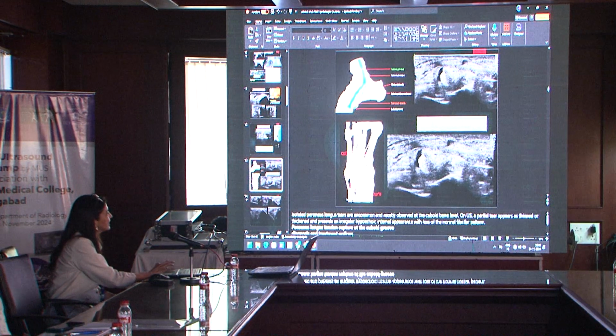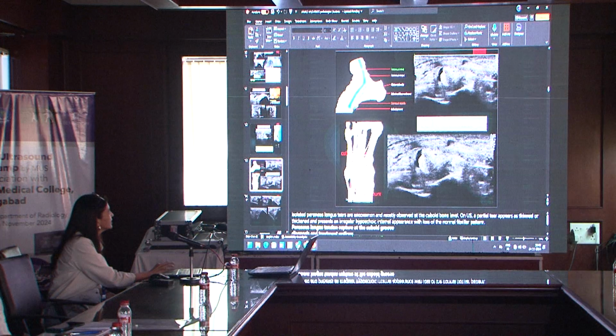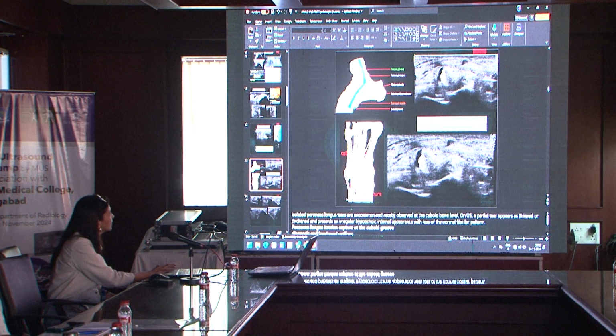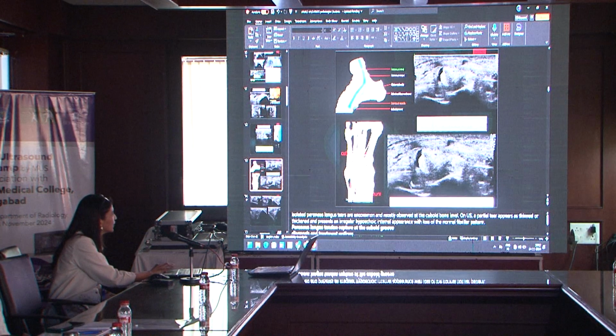So as I mentioned, the isolated tear of longest tendon is very rare. It usually occurs along with some major trauma, so there will be some other injuries, and even if it tears, the most common site is at the level of the cuboid groove. So here is one of the example.